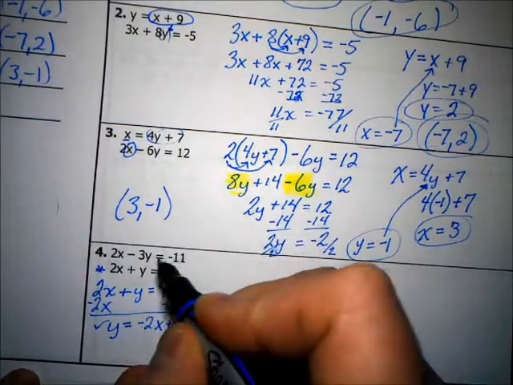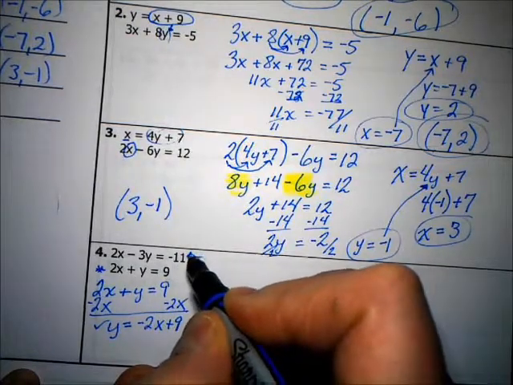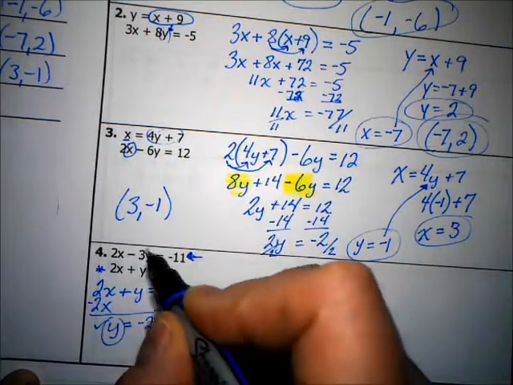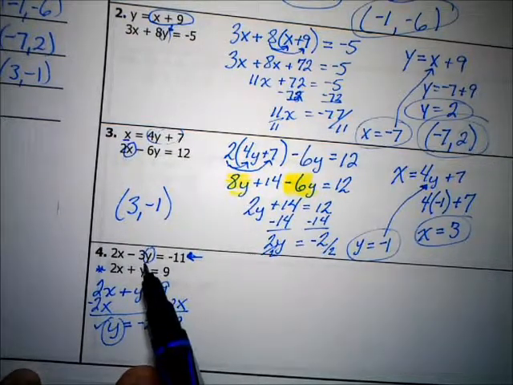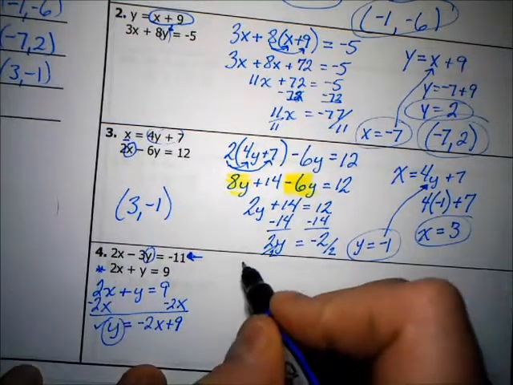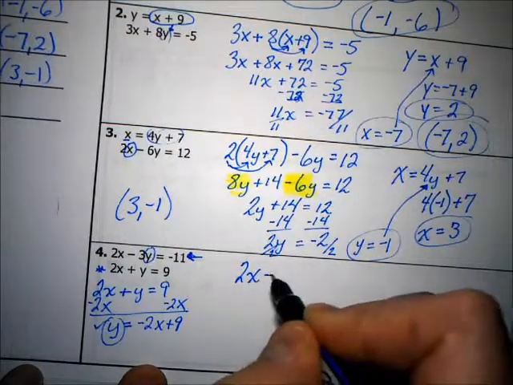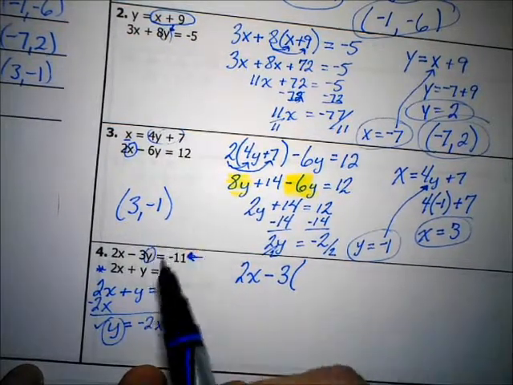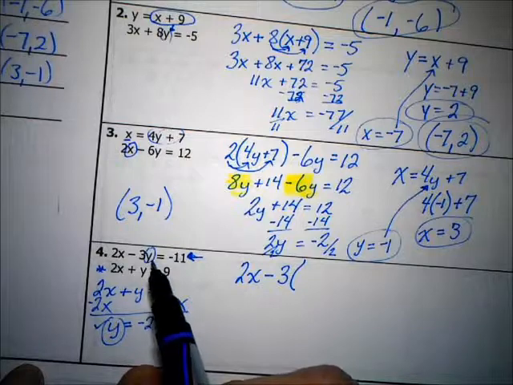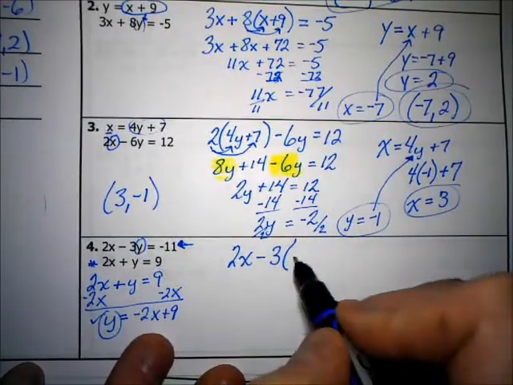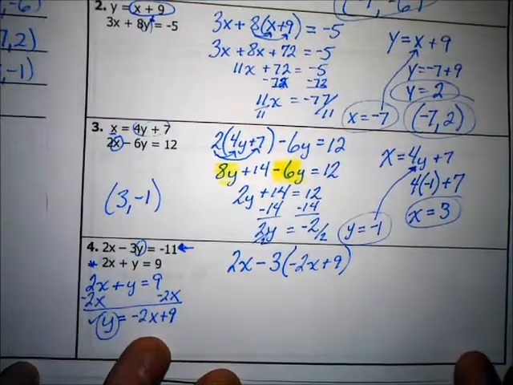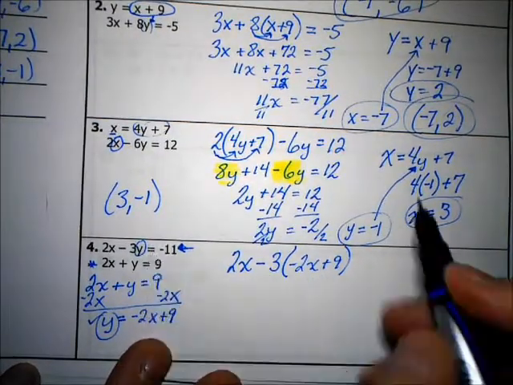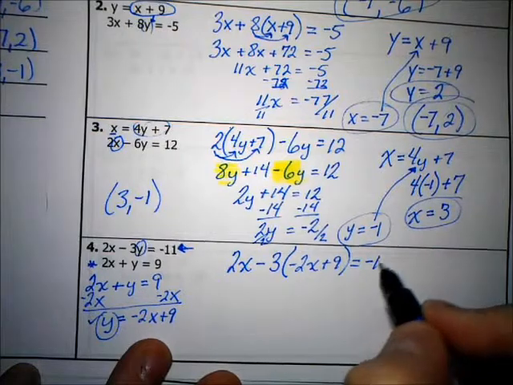I'm going to plug it into the first equation up here. So I'm looking for the y's. That's where my new expression is going to be inserted. So I'm going to start with a 2x minus 3, and then here's my substitution. I always put in parentheses. I'm going to substitute the -2x plus 9, and it has to equal -11.